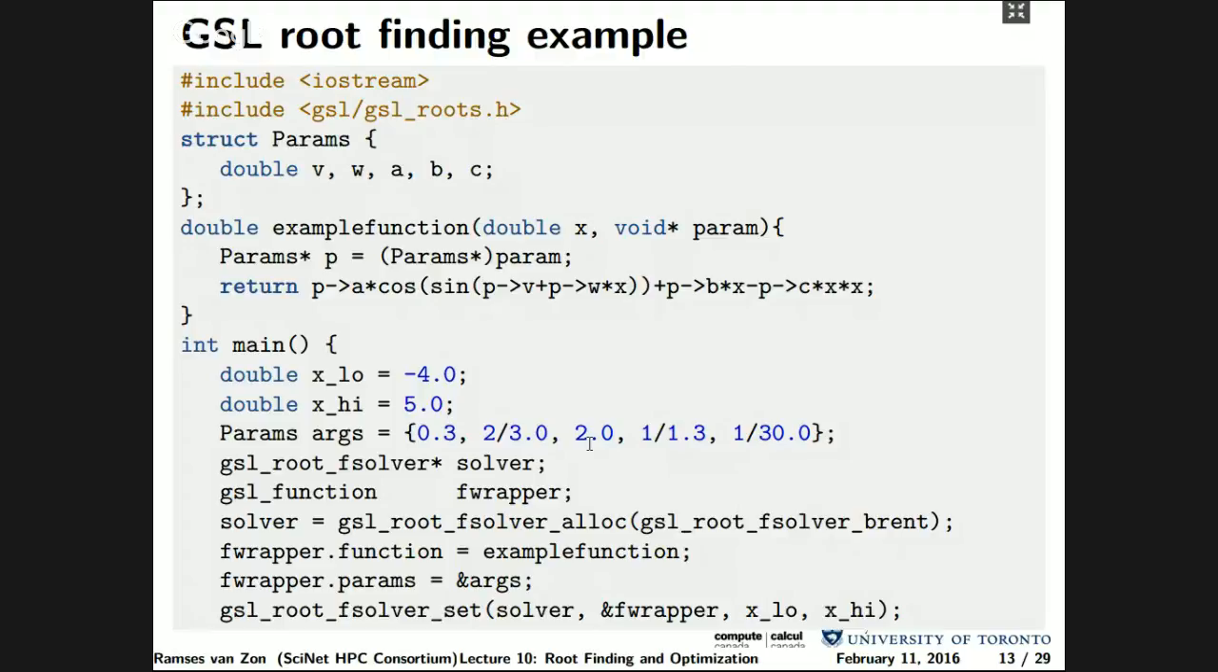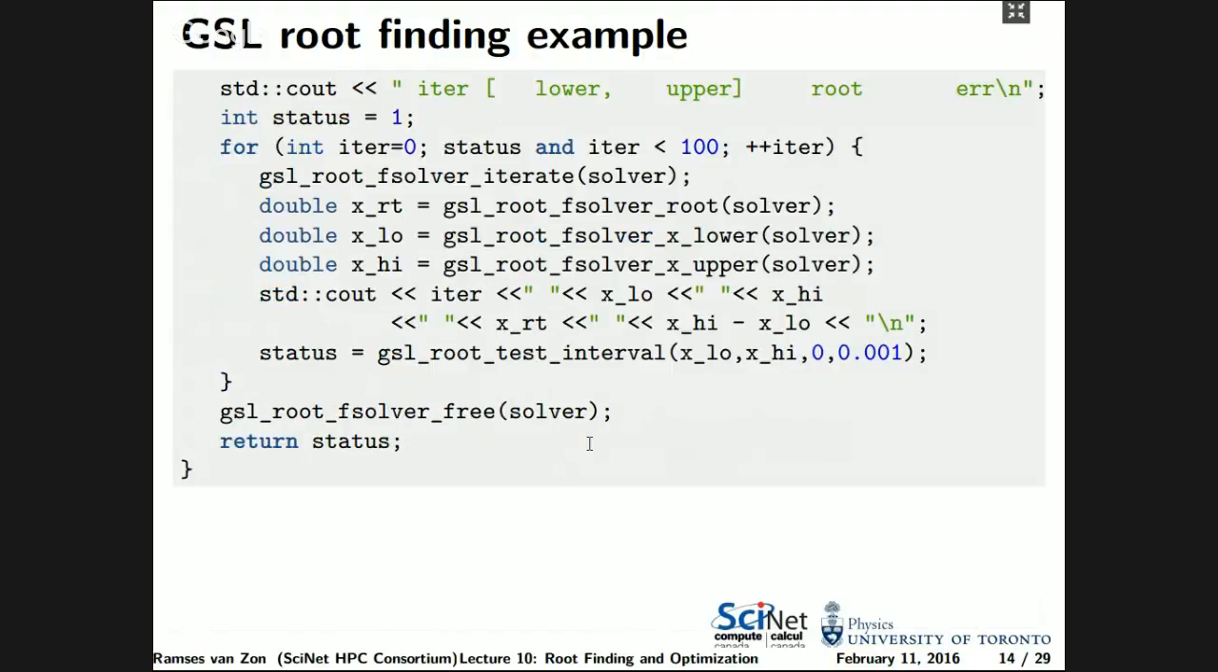And then we have to wrap our function into something that the GSL library understands. So a GSL function. And then in that function, we set the function to the example function. We set the parameters to the arguments, okay? Then now we can call our solver. Here we go. Solver, wrapper, x low, x high. And that just sets our solver up. We haven't done anything. We've basically created this object. If this were C++, we'd have some sort of constructor doing this for us. This isn't C++. We have to do a little bit more work. It's the same work every time. It's not very hard. You just look up in the documentation how it goes.